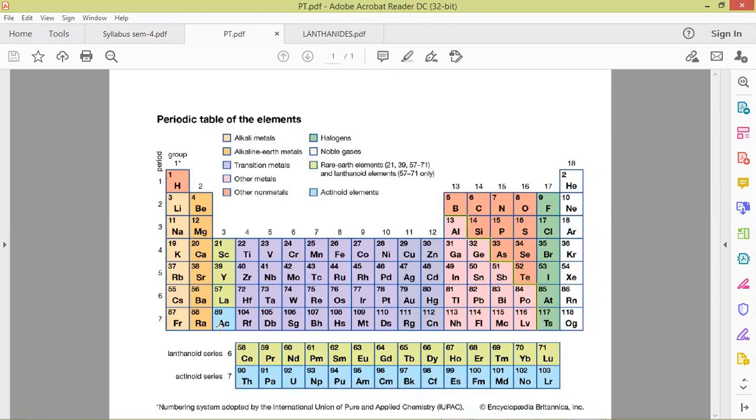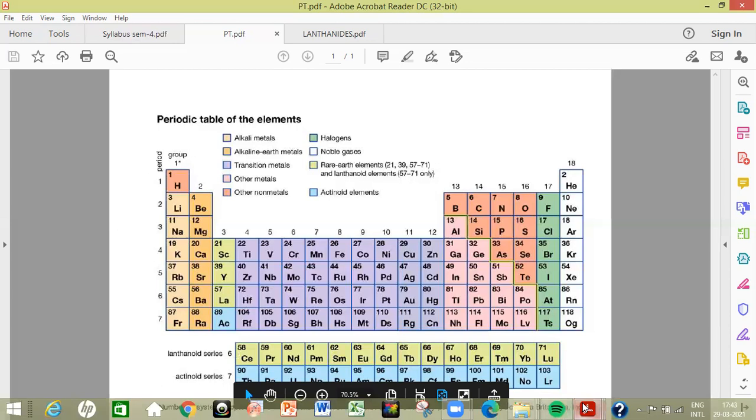These are called rare earth elements because their occurrence in Earth's crust is rare, and these are also called inner transition elements because, as we all know, D block elements, that is the group from 3 to 12, are the transition elements, and these lanthanides and actinides are called inner transition elements because these are present as a transition within the transition. So these are called inner transition elements.